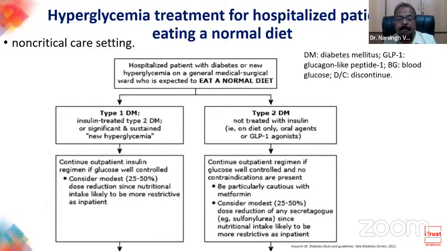And then in type 2 diabetes patients not treated with insulin, on diet only, oral agents, or GLP-1 agonist. Here, continue the outpatient regimen if glucose is well controlled and no contraindications are present. Be particularly cautious with metformin, and most of the time it has to be stopped.